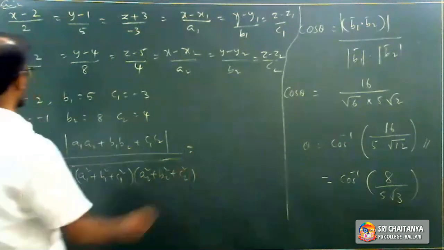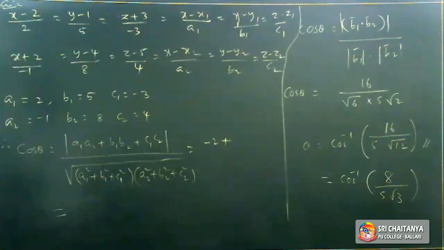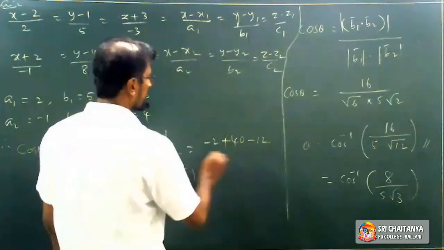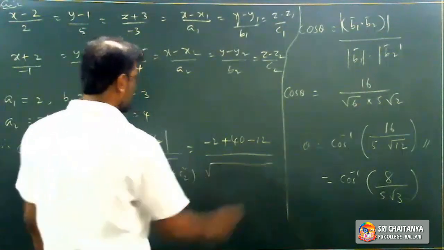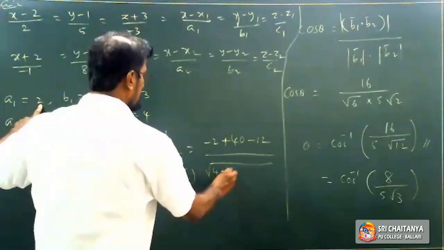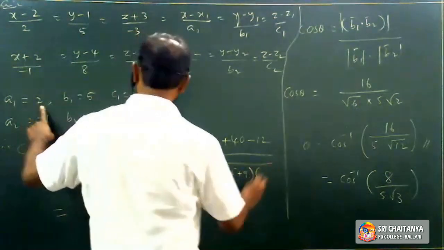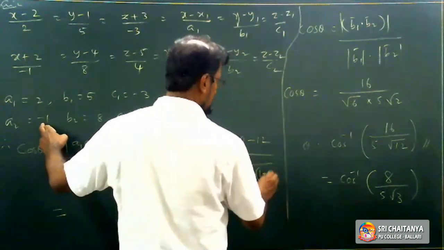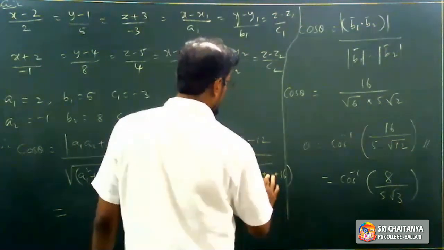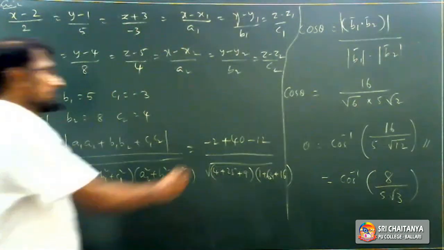So what will be this value? 2 into minus 1 is minus 2, plus 5 8s are 40, minus 12, upon root of a1 square, 4 plus 25 plus 9, into 1 plus 64 plus 16, right? If you simplify this, you are going to get the answer. Copy this one. This is under mod.